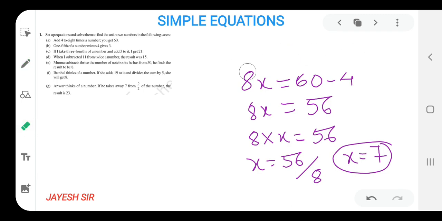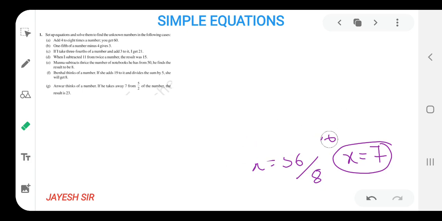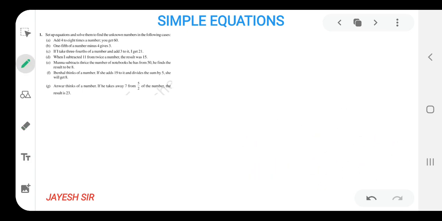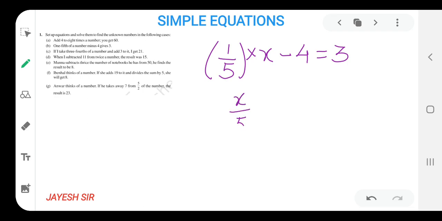So let us begin with the next sum for the day, that is 1/5 of the number. In this way we just have to form the equation. 1/5 of the number means 1 by 5 of a number, which we always take as x, minus 4, what gives 3. In this way we have written the equation. Now how can we solve? 1 into x results in x upon 5, minus 4 equals 3.